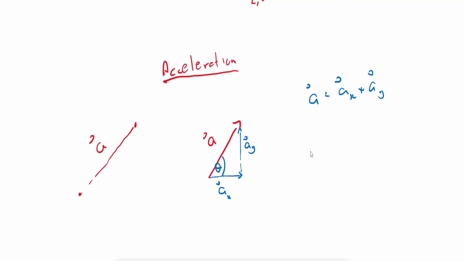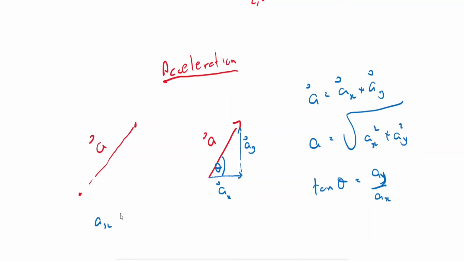Okay. So which means that if you want the magnitude of acceleration, you can find it. It's just going to be the square root of AX squared plus AY squared. Also, if you want the direction of that acceleration, you can find it as well, which is just going to be AY over AX.